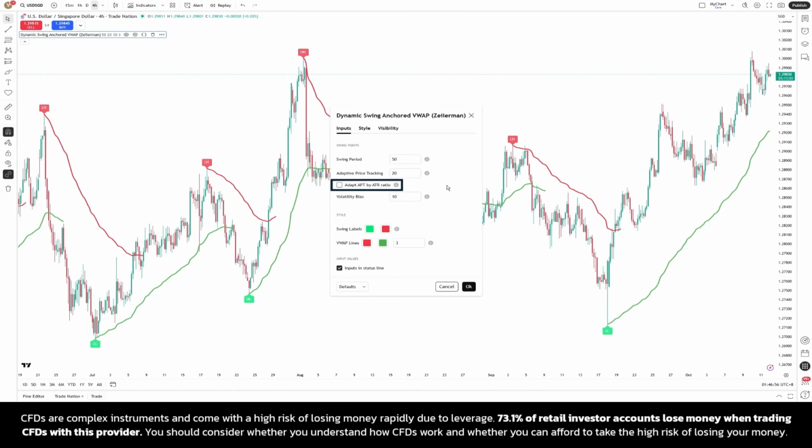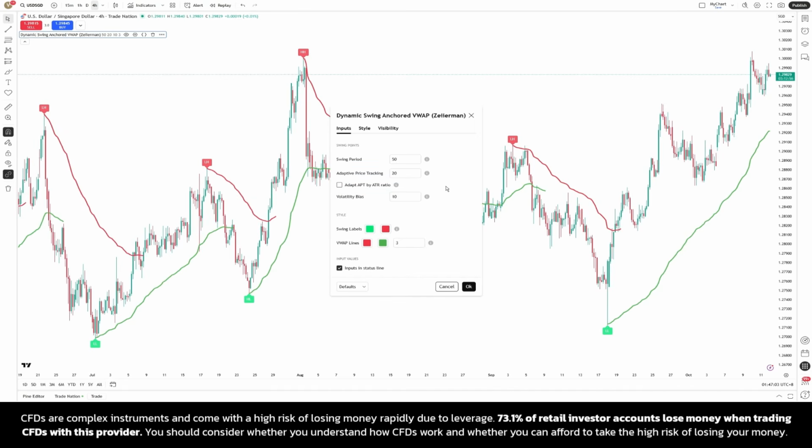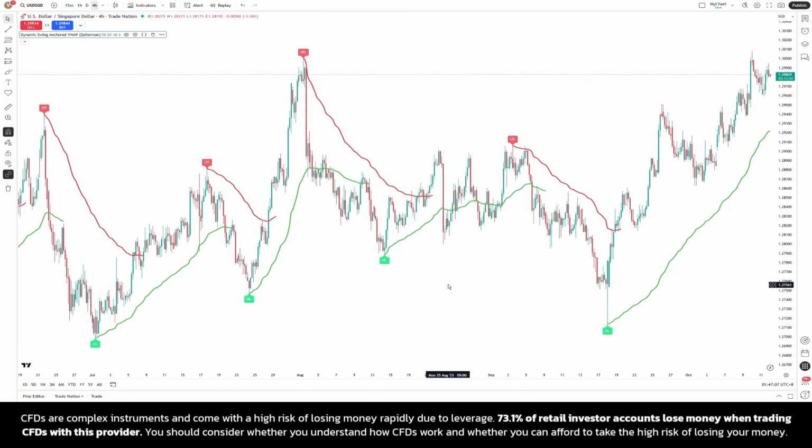By enabling automatic adaptation, the indicator measures the ratio of current volatility to its longer-term average and adjusts itself accordingly. This allows the VWAP to stay relevant in both trending and consolidating phases.